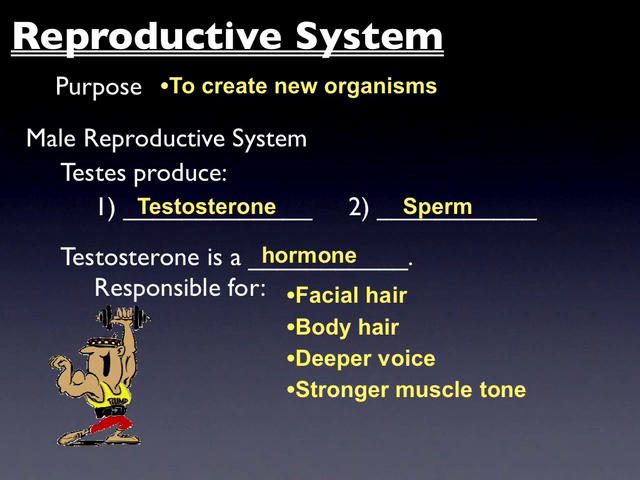And that's why men have a greater percentage of muscle mass compared to the rest of their body. Females have lower levels of muscle. Men are generally stronger than women. And that's because of the effects of testosterone. Okay? Because males have much greater levels of testosterone, they are stronger, they have more muscle mass.